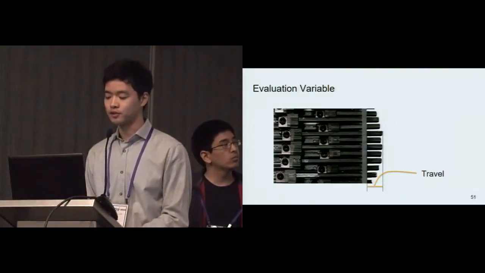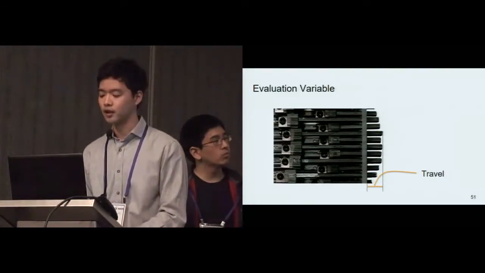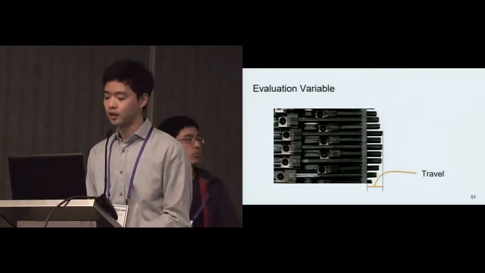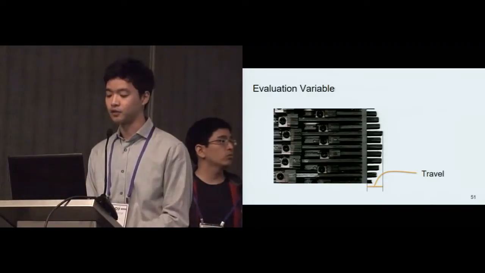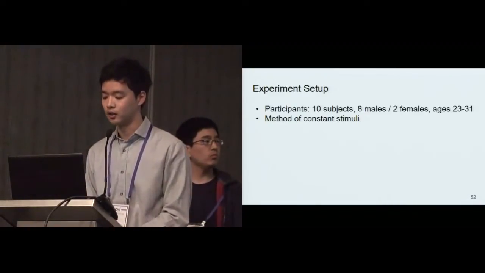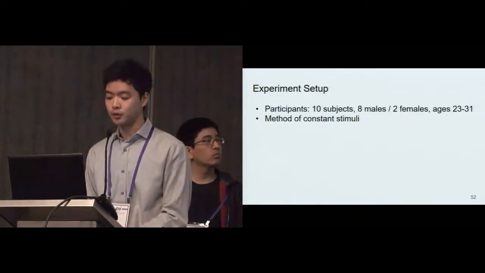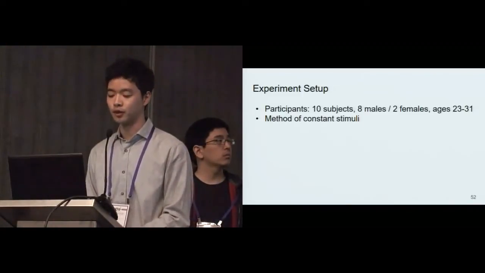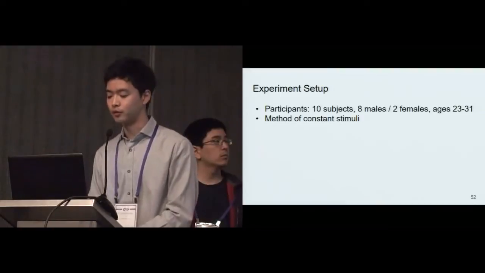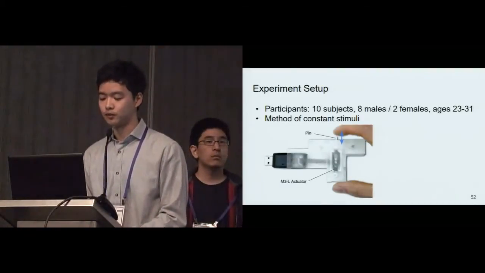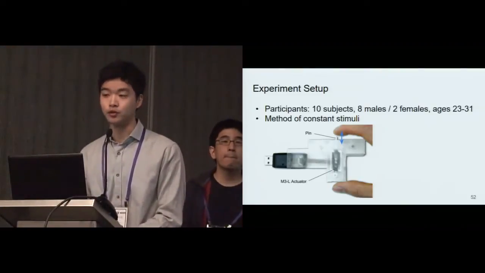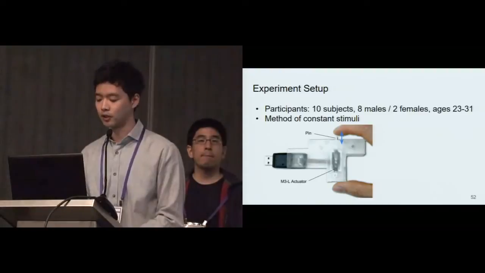Since haptic edge display consists of a row of linear actuators, the only variable that we can control to adjust the resolution of the shape is travel. And more specifically, we need to find out the just noticeable difference, or JND, for travel. For our experiment, 10 healthy subjects were recruited, 8 of whom were male and were ages from 23 to 31. We used the method of constant stimuli to find the JND, and an M3L actuator with accuracy of 0.5 micrometer is used to move a single pin to a desired location.